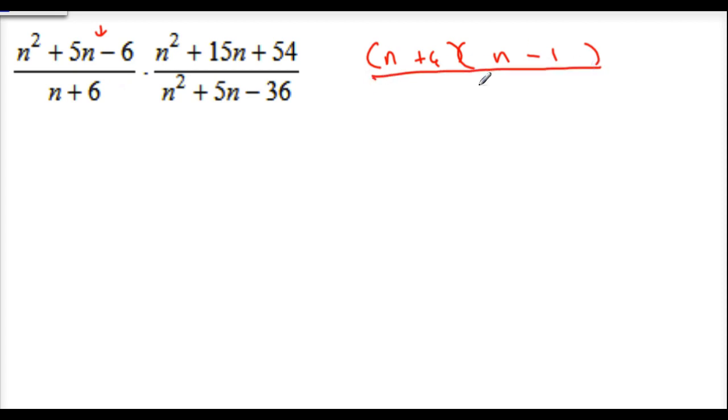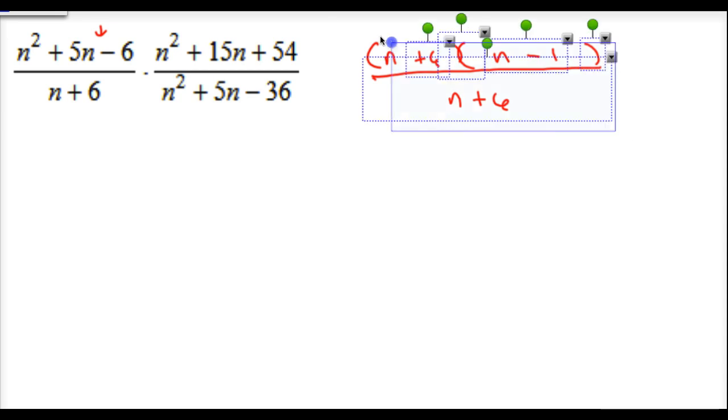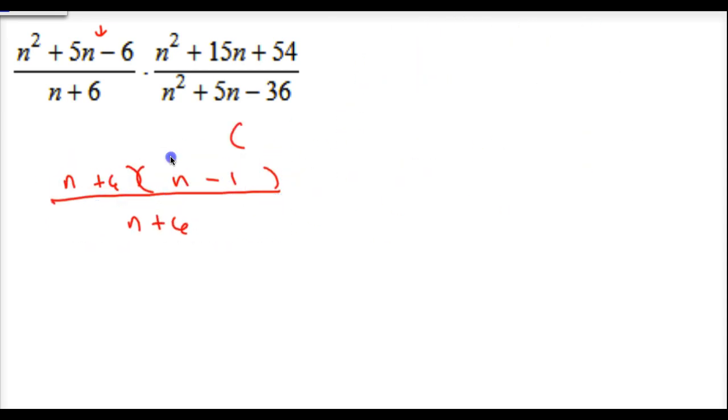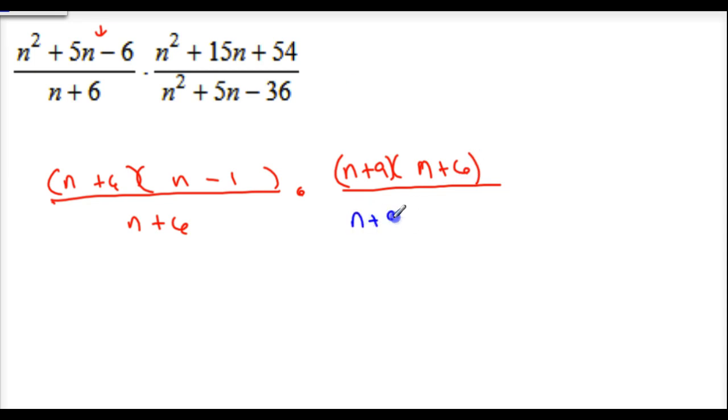Over, my denominator is just going to be n plus 6. Let me bring this here. Times my numerator here, n plus 9 and n plus 6, over n plus 9 times n minus 4.